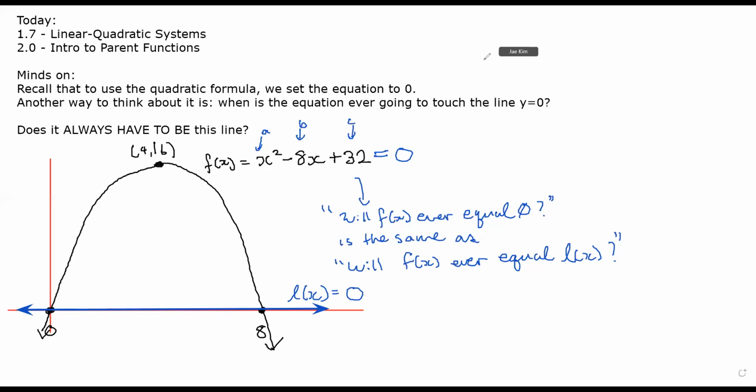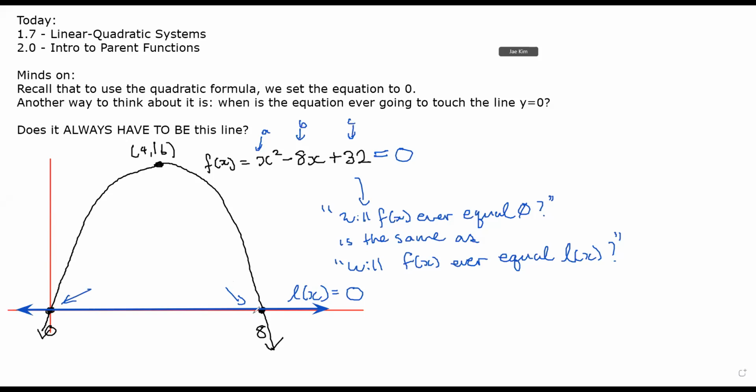Right? So we set that equation equal to 0 because, typically, we're looking for the actual zeros. And then we solve. What values of x will allow me to have my y values be 0?